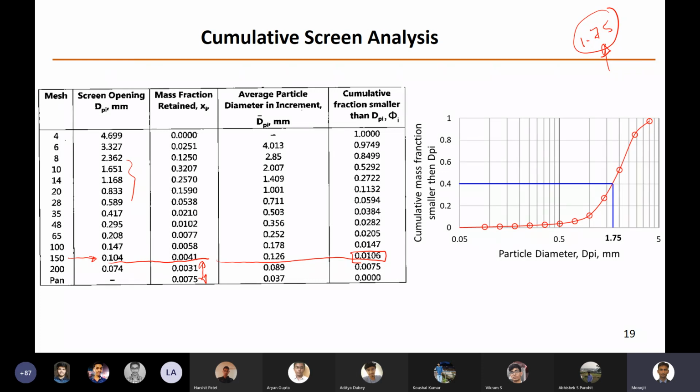See how easily I can get it if I have the analysis. And you can also tell me that 60% of the particles have a size which is bigger than 1.75 millimeter. You can directly tell from this analysis.